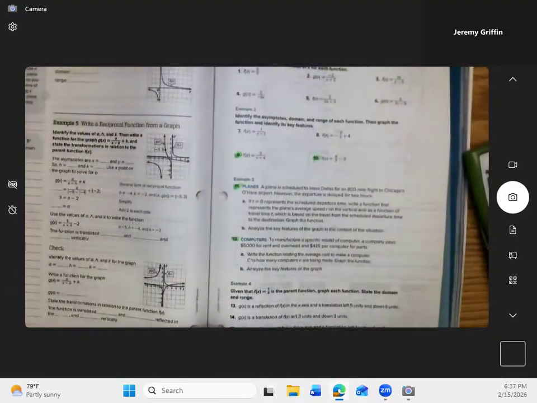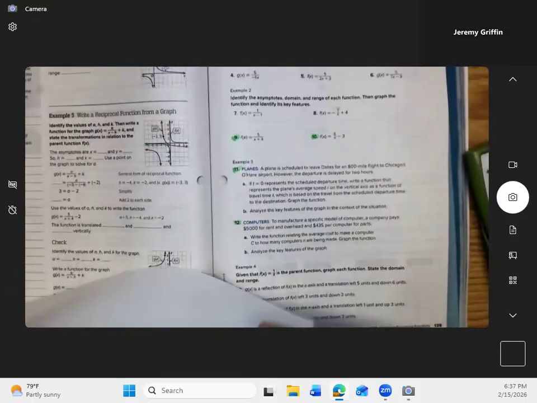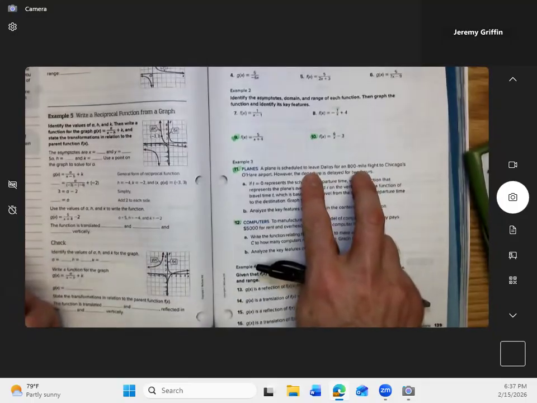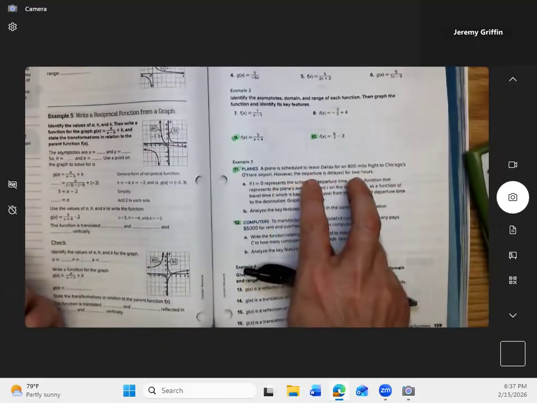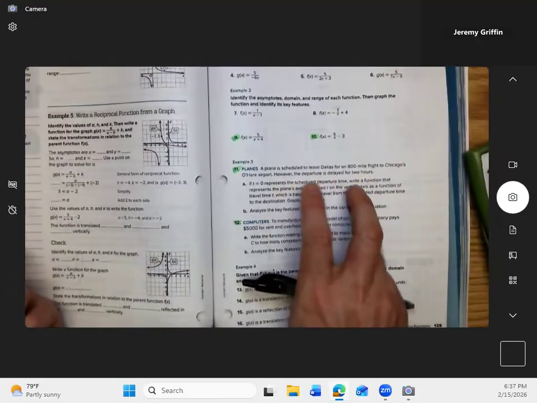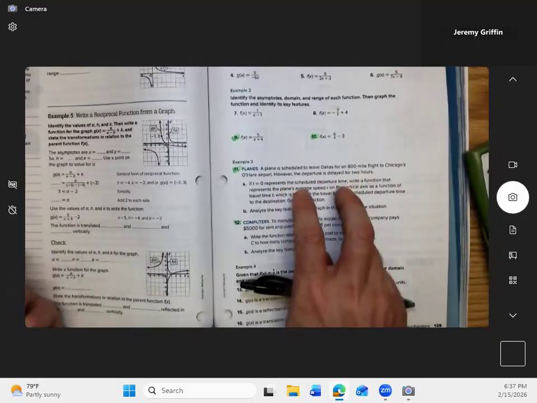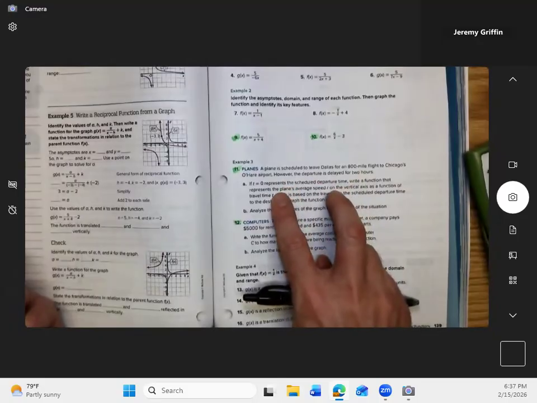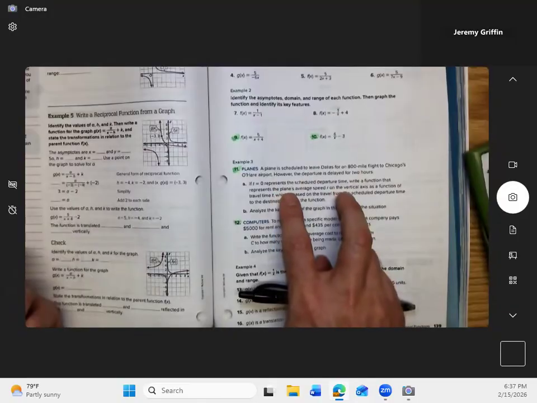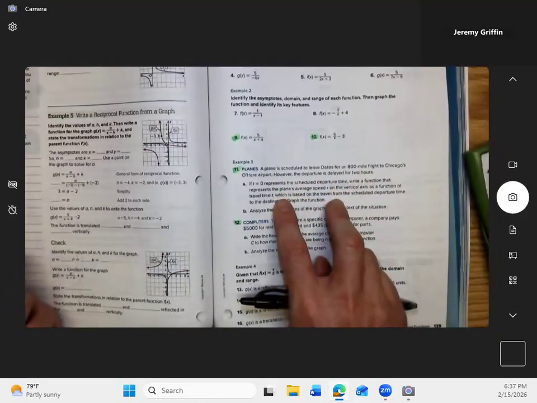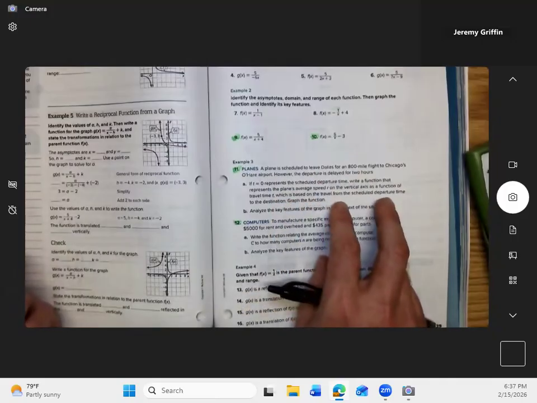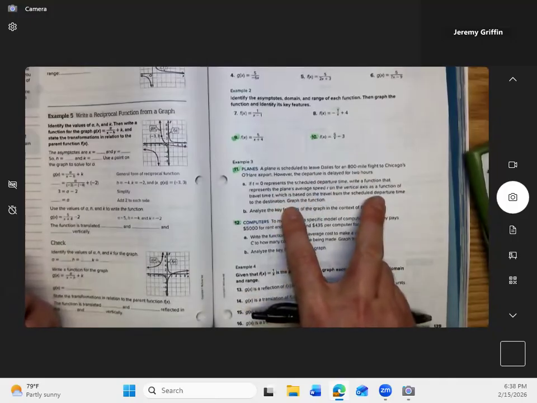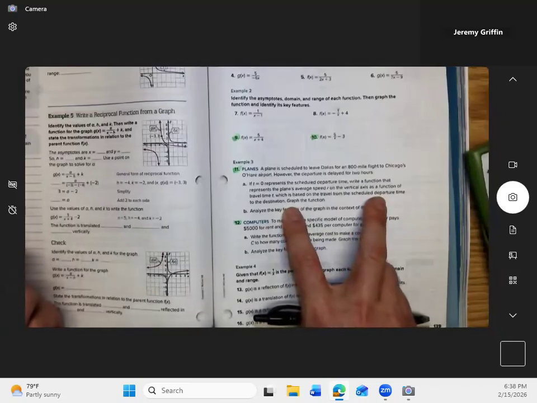All right, number 11, planes. A plane is scheduled to leave Dallas for an 800-mile flight to Chicago's O'Hare Airport. However, the departure is delayed for 2 hours. Let t equals 0 represent the scheduled departure time. Write a function that represents the plane's average speed on the vertical axis as a function of travel time, which is based on the travel from the scheduled departure time to the destination. Graph the function.